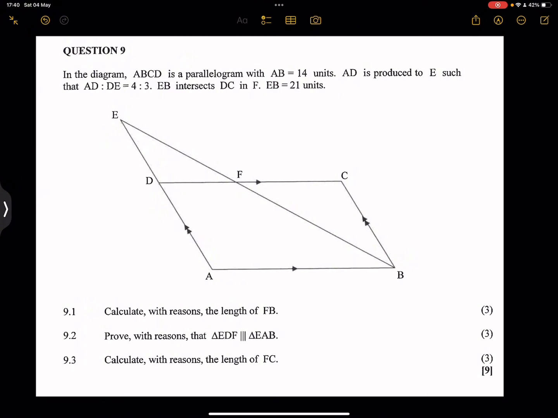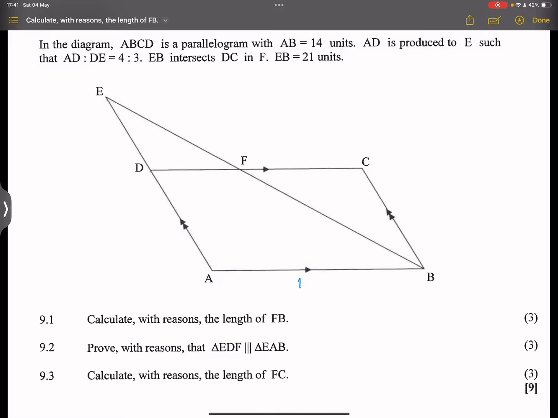And now off to question 9. They say in the diagram we've got ABCD, which is a parallelogram with AB equal to 14 units. So I'm going to just fill that in. So that's 14 units. And we know that AD is produced. Remember, when they say a line is produced, it simply means it forms a straight line, to E, such that AD to DE is 4 over 3.